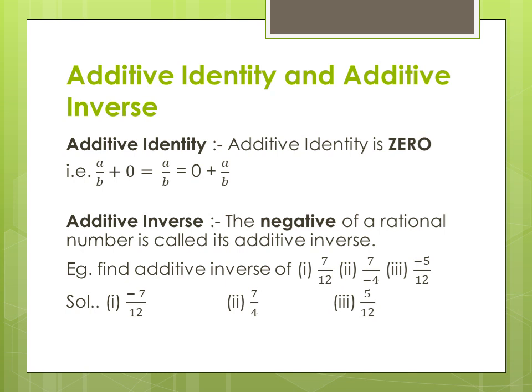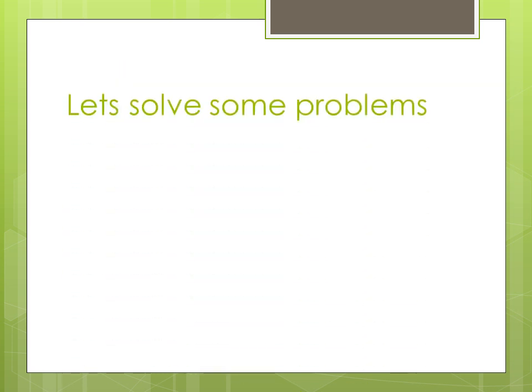Some students get confused with the multiplicative inverse. That is the reciprocal, that is different. So additive inverse is for addition purpose, so the answer should be 0. So we just need to change the sign. You have to be careful about it.